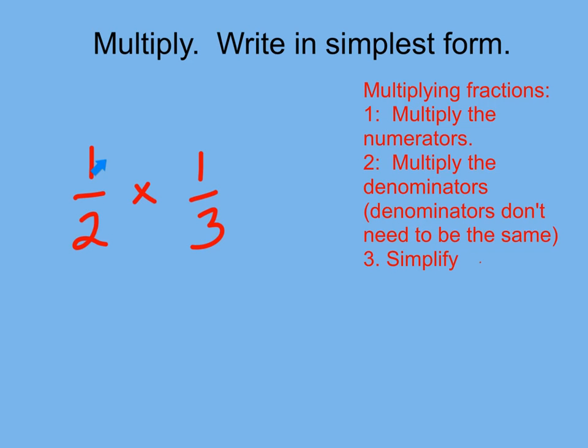So to multiply fractions, we're simply going to multiply the numerators. So in this case, we have 1 times 1 equals 1, and then we multiply the denominators. So 2 times 3 is 6. And our last step that we're going to look at here is we're going to simplify. And 1/6 is already in simplest form, so there it is.